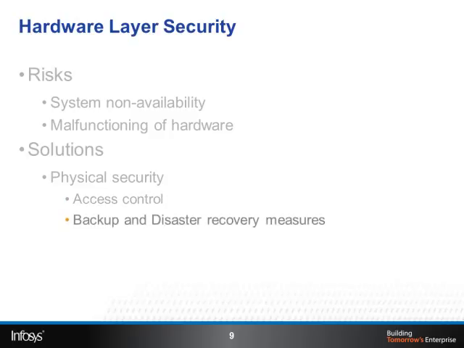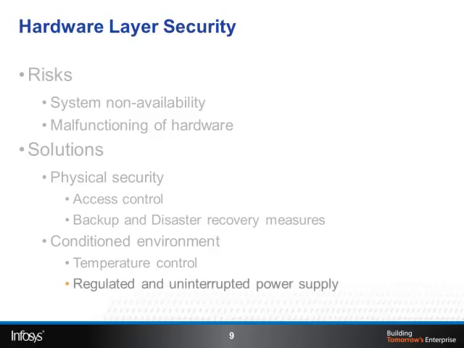Backup and disaster recovery measures involve keeping a backup of critical information such that if anything goes wrong, the information can always be regained. To implement hardware security, it is necessary to have a conditioned environment with efficient temperature control mechanisms and to make sure that there is regulated and uninterrupted power supply.